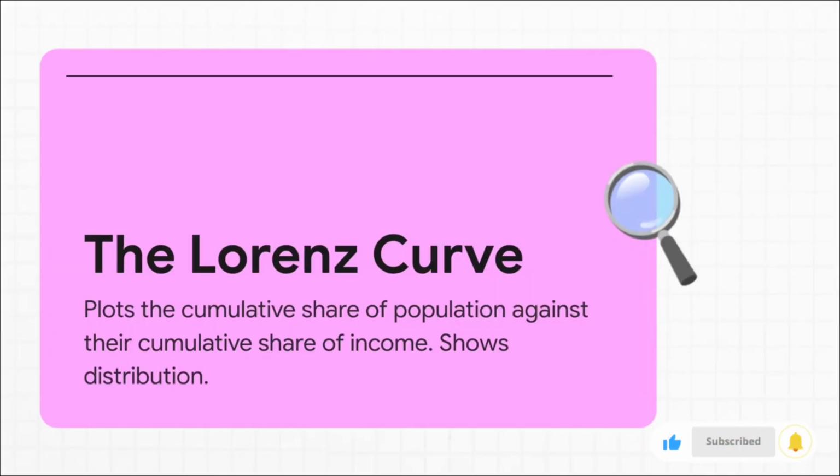The main visual tool we use here is called the Lorenz curve. Just picture a graph. A perfectly straight diagonal line would represent perfect equality. The bottom 10% of people have 10% of the income, the bottom 50% have 50%, and so on. But in the real world, the curve always sags below this line. And the bigger that gap, the bigger that bow in the curve, the more inequality there is in a society.